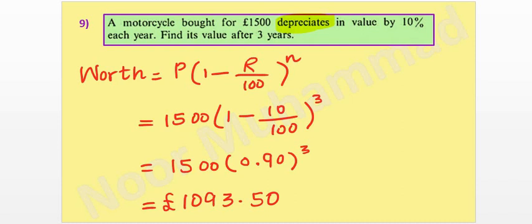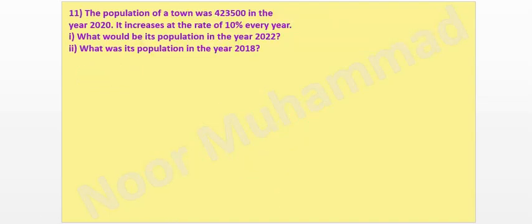So the price of the motorbike after 3 years, after decreasing its worth, will be £1,093.50. Clear? Okay, now we have a question.